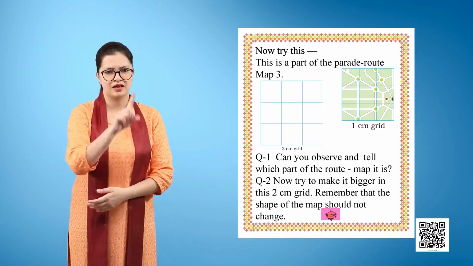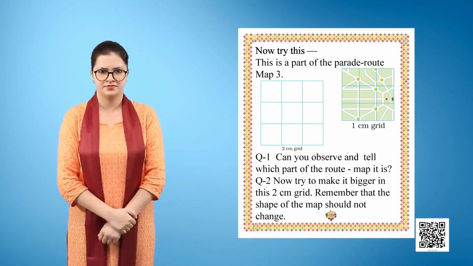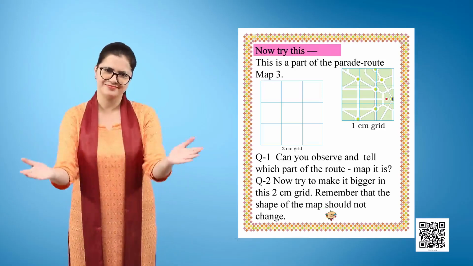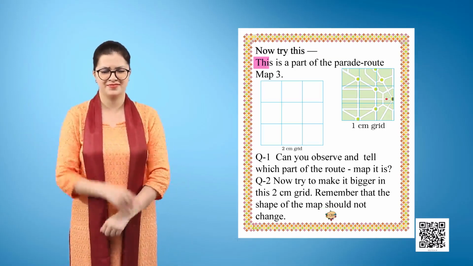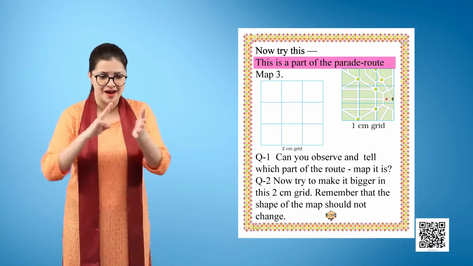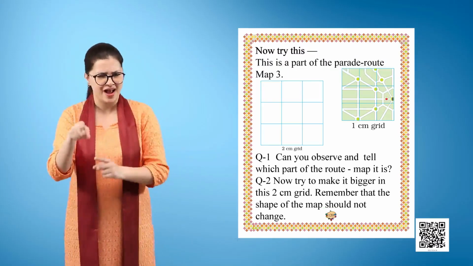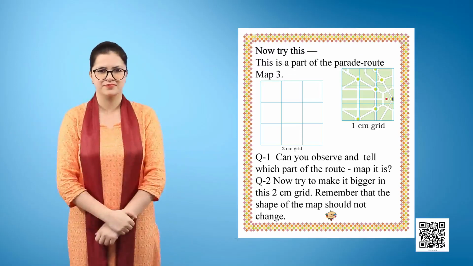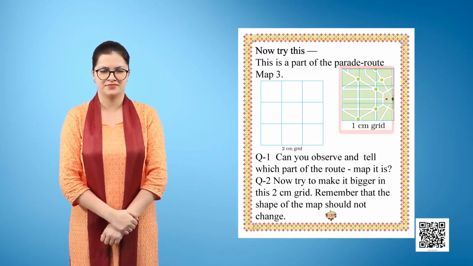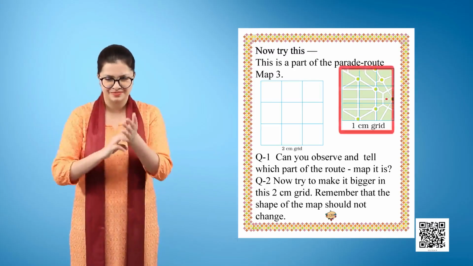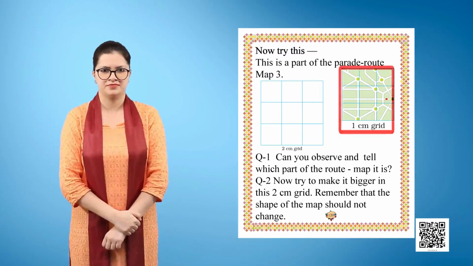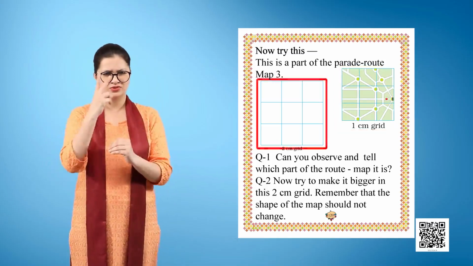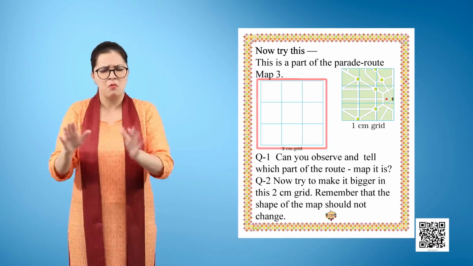Page 120. Now try this. This is a part of the parade route map 3. To the right side of the question, we can see a part of the map 3 on a 1 centimeter grid. Below that, there is a 2 centimeter grid which is blank.